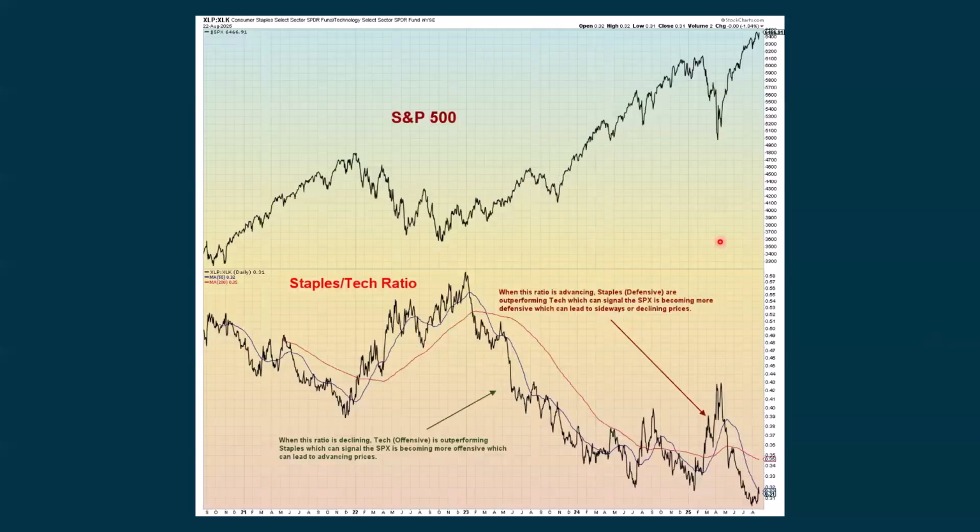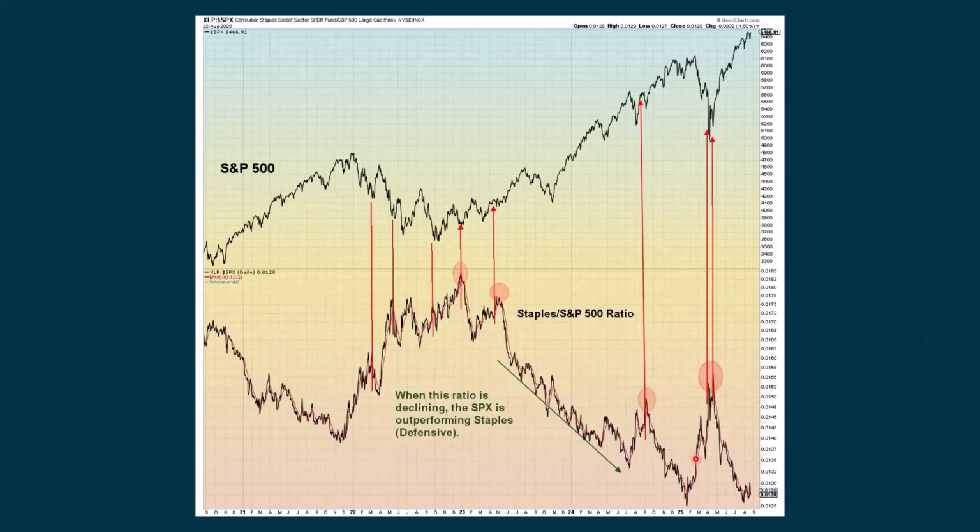And then the staples to tech ratio, it had merely been coming down. Then we started to go back up. That's the market getting more defensive. That means staples are outperforming tech, but then this came back down. Overall, we're still declining here, and we're going to watch this chart every day and see how it plays out.